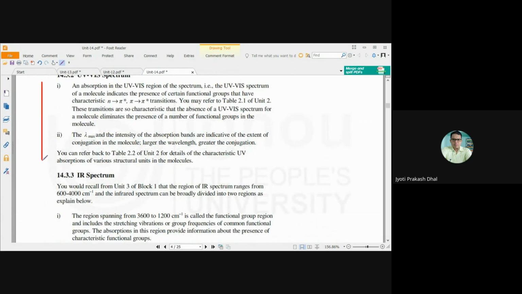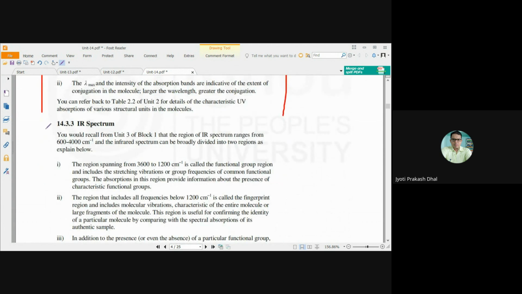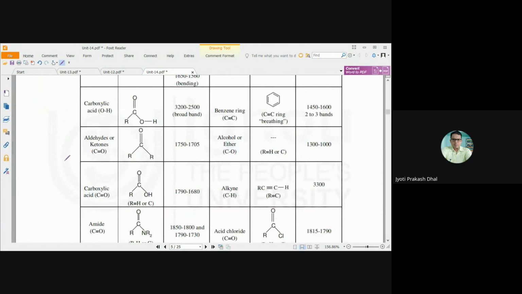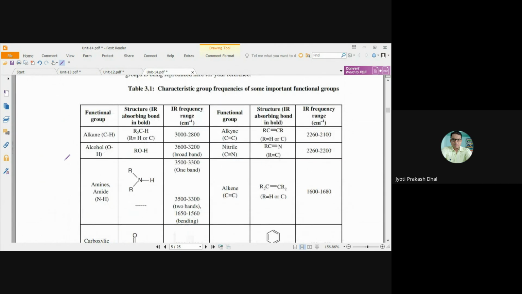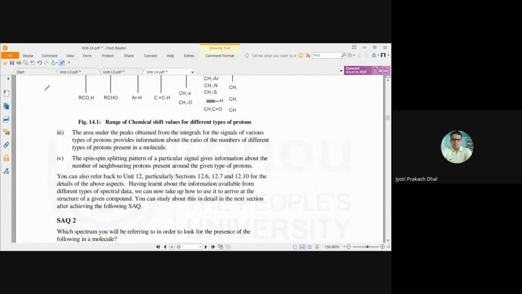And here, the application of the UV visible spectrum we have already discussed. After that, the IR spectrum we have also already discussed. This table shows the frequency ranges of the different functional groups of organic compounds. And here, NMR spectra.